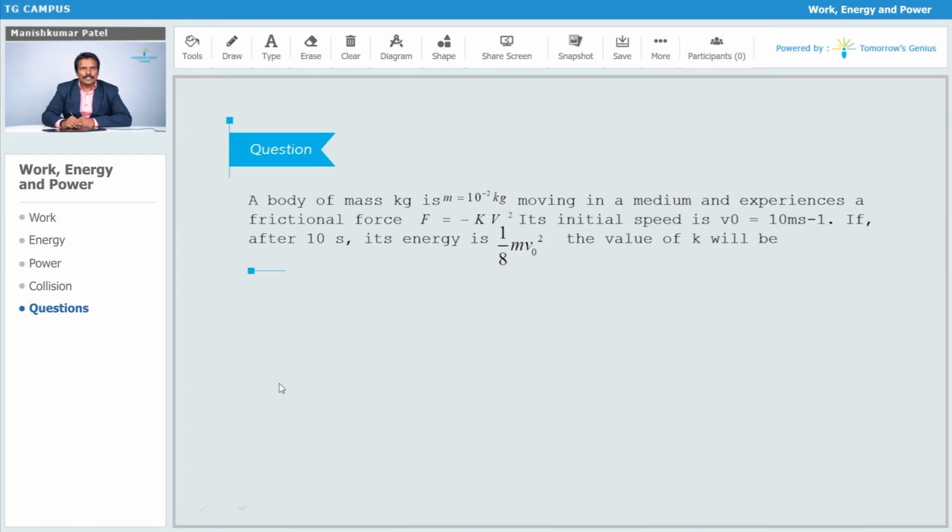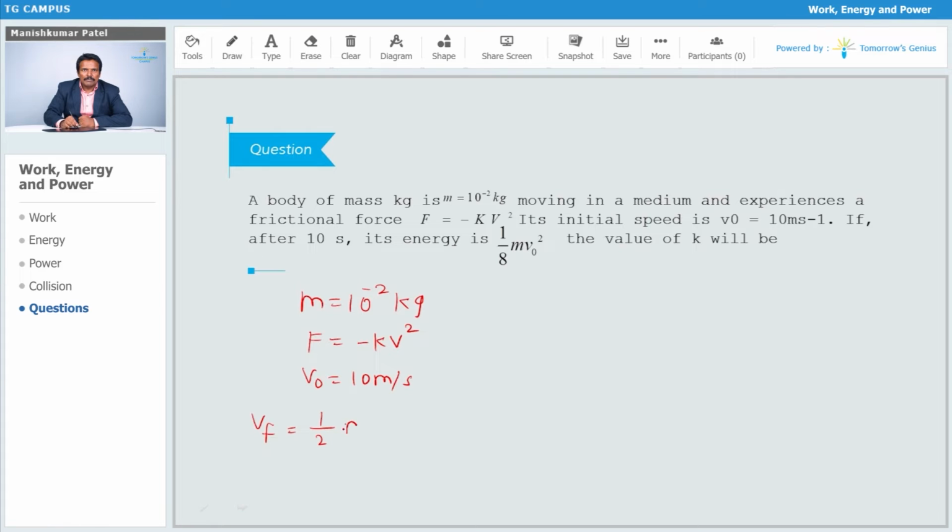Let's see the next question. A body of mass m equals 10 to the power minus 2 kg, moving in a medium, experiences a frictional force F equals minus k v square. Its initial speed is v naught, which is 10 meters per second, and the final velocity vf is again half.